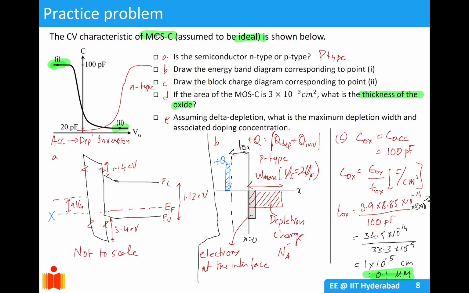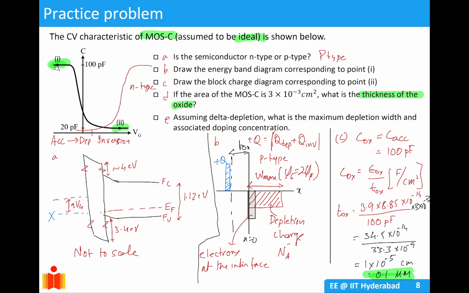The CV characteristic of a MOS cap assumed to be ideal is shown below. So this is your CV characteristics you are given. The question is: is the semiconductor N type or P type? As you can see here, the maximum capacitance is in the negative voltage region, and the minimum capacitance is in the positive voltage region.